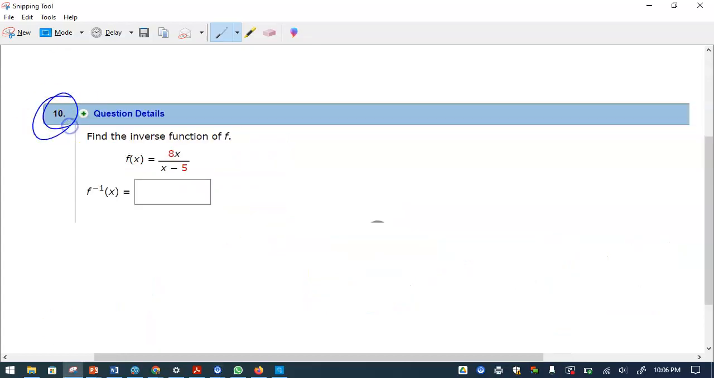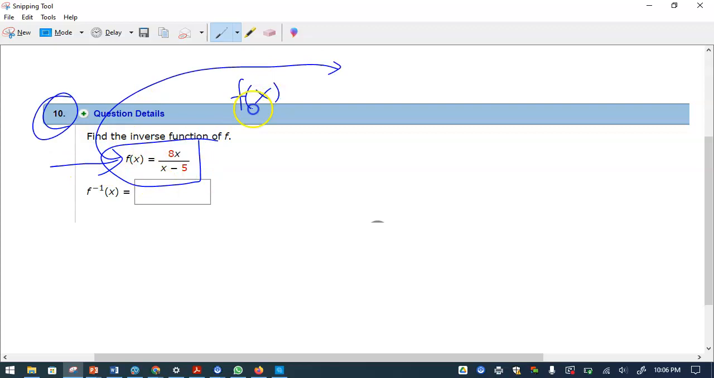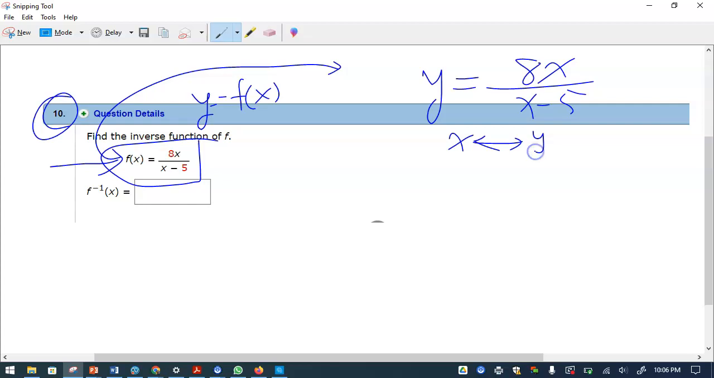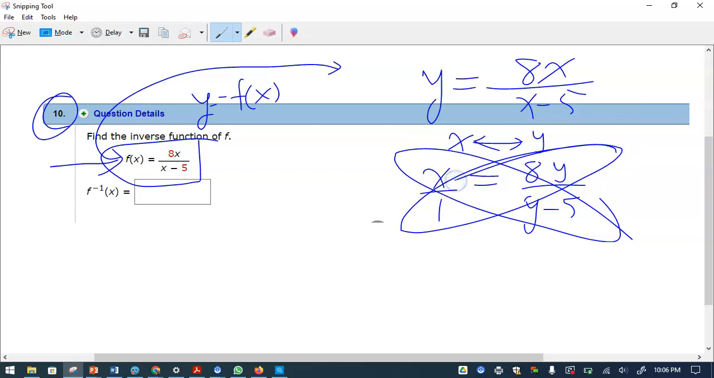So question number 10 is find the inverse. So they already gave us this. All you do is replace f of x by y first and write y equals 8x over x minus 5. Then swap x and y, so y is replaced by x and x is replaced by y, and then you solve for y. So all you do is cross multiply. When you multiply, you get xy minus 5x equals 8y.